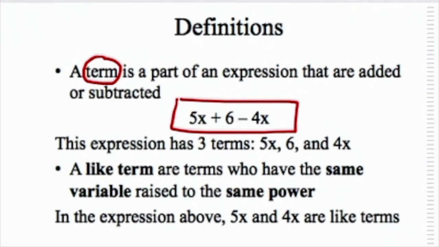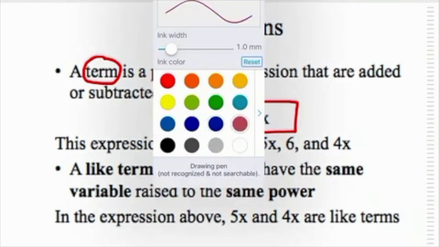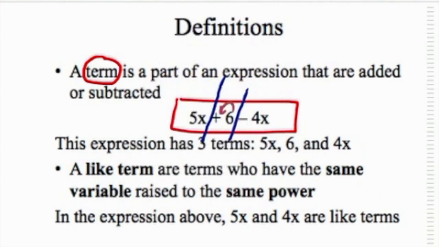Because I see a plus between the 5x and the 6, I'm going to put a line going right through it like this. Because there's a minus sign in between the 6 and the 4x, I want to put a line, once again, right through it. I always try to make sure that the operation is in front of the number. Now you can see why this is a 3-term problem. This is your first term, second term, and third term. Like terms are terms that have the same letter. In this case, because the 5x and the negative 4x have the same letter, they're like terms.